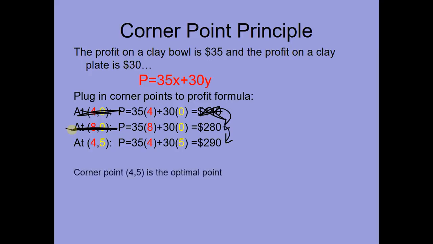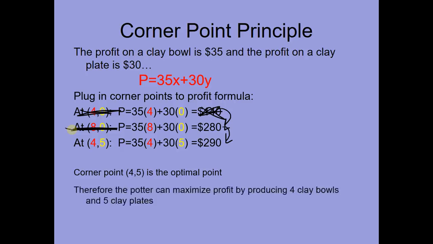So, what is the best thing? Corner point (4, 5) is the optimal point. We get the most profit. We maximize my potter's profit. So, therefore, our potter must maximize profit by producing 4 clay bowls and 5 clay plates. That is the best way for him to make the most money when he sells his pottery.